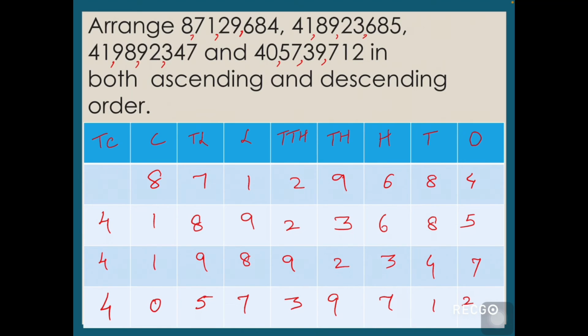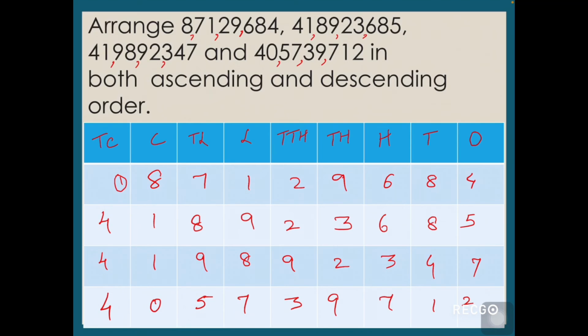So for ascending and descending, let's take ascending first. For ascending we need the smallest number first. From the chart it is very obvious that in the very first number one place is less, so this is the smallest number. I will number it as 1 because I am going to write it first in the ascending order.